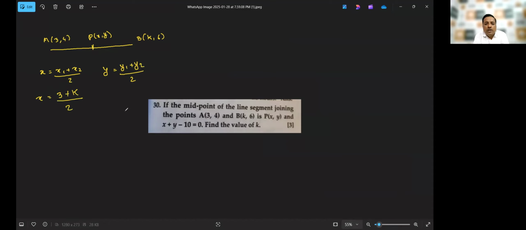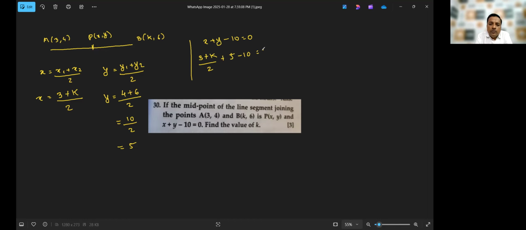अब यहाँ पे कुछ ज्यादा करने की हमें जरूरत है क्या, चेक करते हैं. y is equal to y1, 4 plus 6 upon 2. That one is 10/2. It become 5. ठीक है. Now we have one relation. क्या रिलेशन था, इसको पहले करना चाहिए था हमें. x plus y minus 10 is equal to 0. ठीक है, ये रिलेशन है. इसमें वैल्यू पुटअप करो. x की वैल्यू क्या है, 3 plus k/2. y की वैल्यू क्या है, 5, minus 10 is equal to 0.